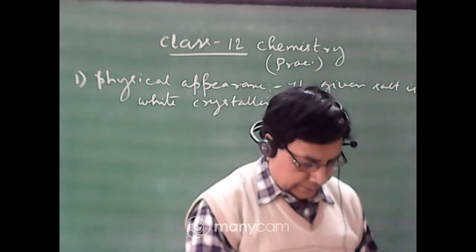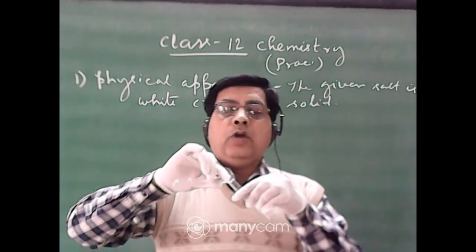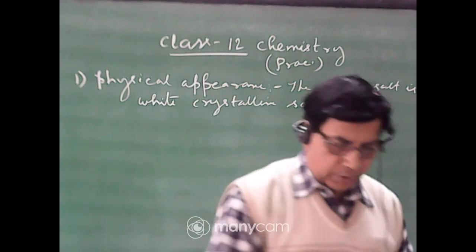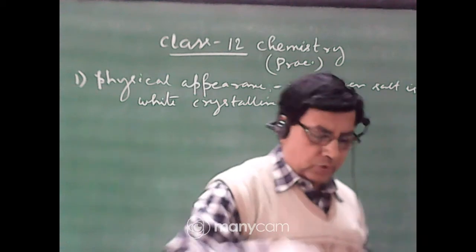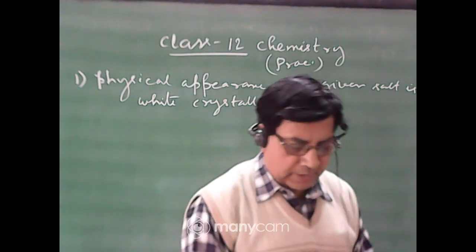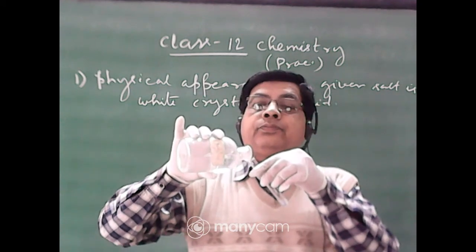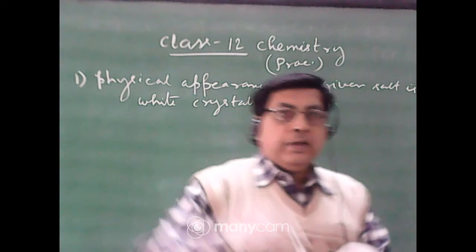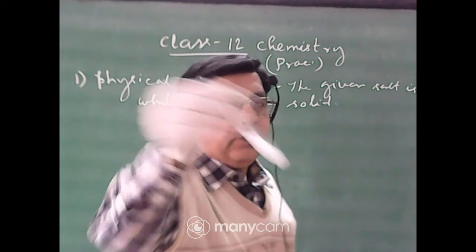What is the next test? You take again a small amount of original solution. Now you add barium chloride solution, the test for sulfate ion. And you observe a white precipitate is formed.